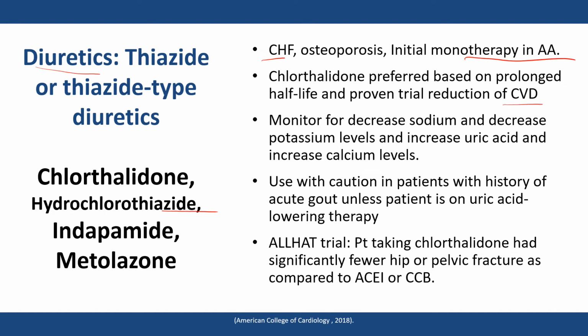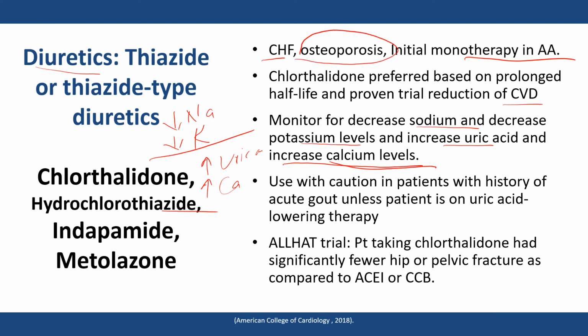Keep an eye on decreased sodium and decreased potassium levels, and increased uric acid and increased calcium levels. So a few things to make sure you keep an eye on in the labs: number one, decreased sodium, decreased potassium. So these two things decrease, whereas you have increased uric acid and increased calcium levels. So here's a side effect of increased calcium level, and therefore you see an indication as osteoporosis, which we can get a benefit from these drugs.